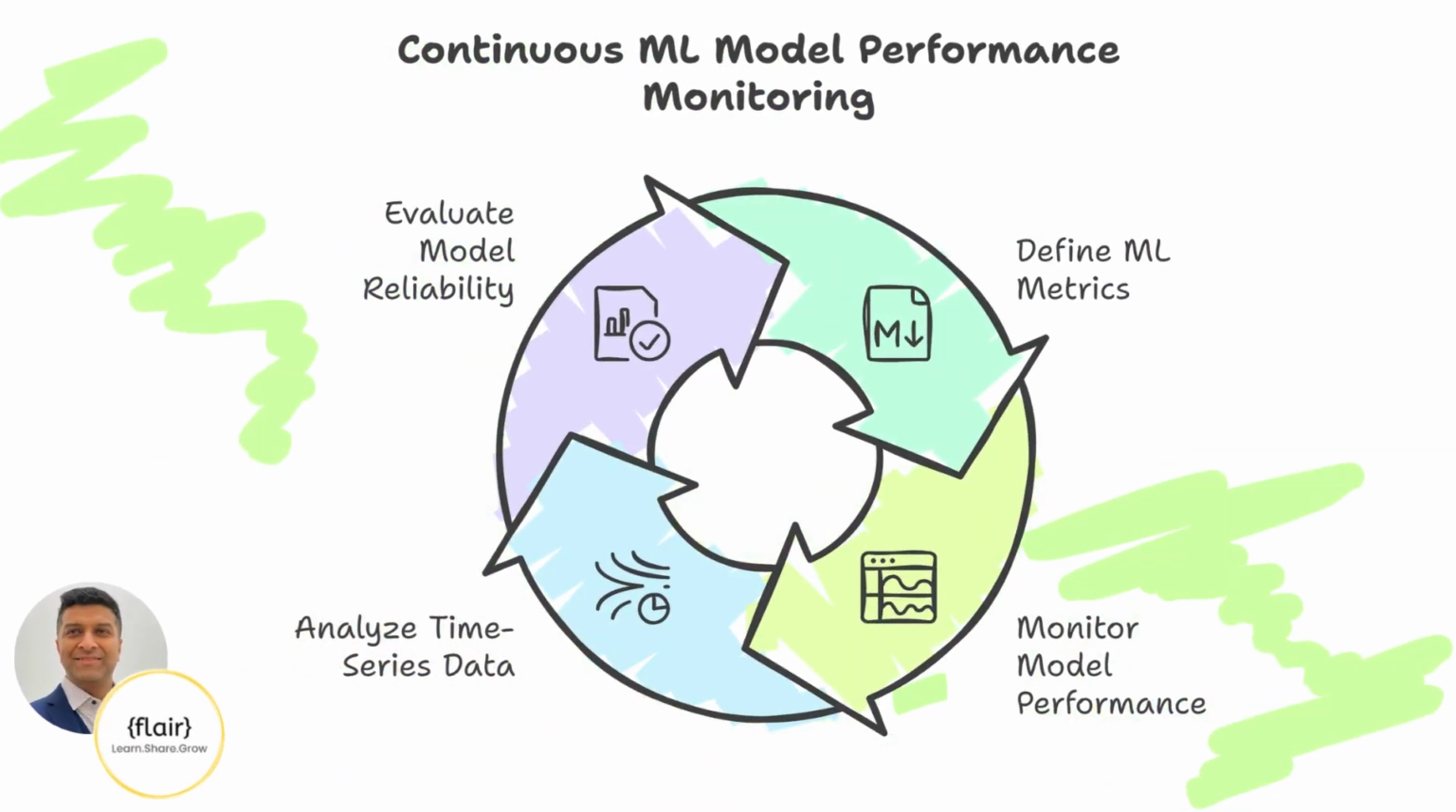But what's just as important are ML specific metrics. These include things like accuracy, precision, and recall. These metrics help track how well the model is performing and whether it's still delivering reliable predictions in production. But the real challenge comes when data changes over time, and that's where things get tricky. Monitoring time series data requires advanced techniques, from time series analysis to detect shifts that might happen gradually. So you need to stay on top of how the model is performing over time.